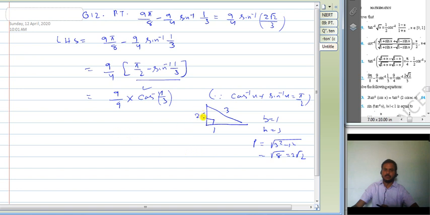So this is equal to 9 by 4 multiplied by sin inverse, which is p by h. In place of p, I write 2 root 2, so sin inverse of 2 root 2 divided by h, which is 3. This is equal to RHS. Very important question, this is about NCERT important questions.